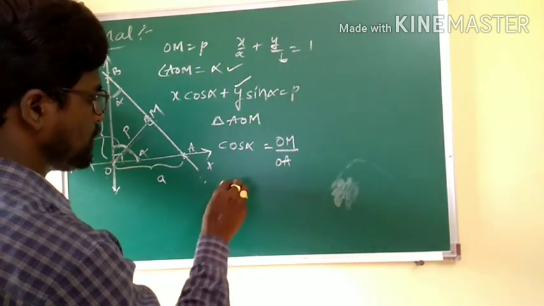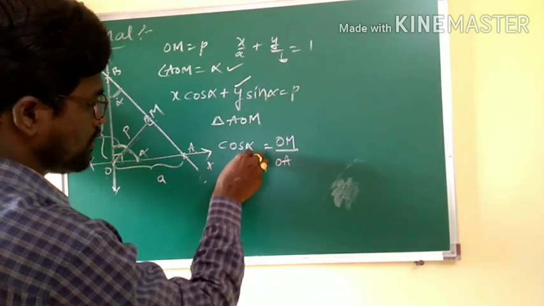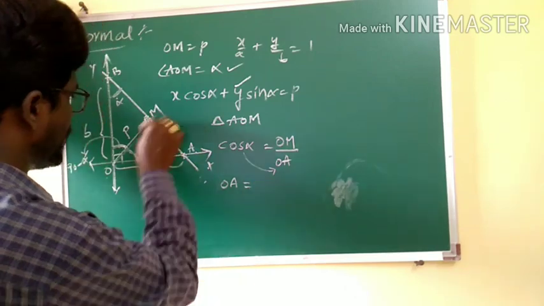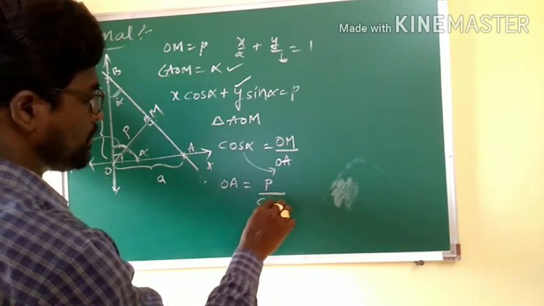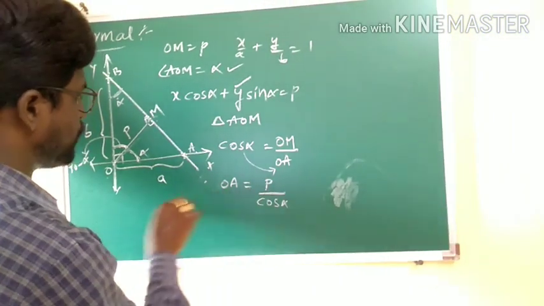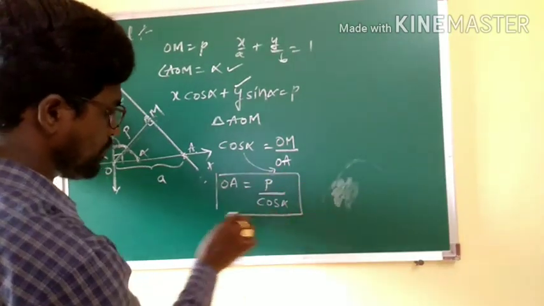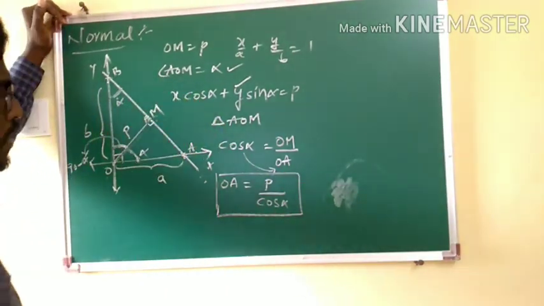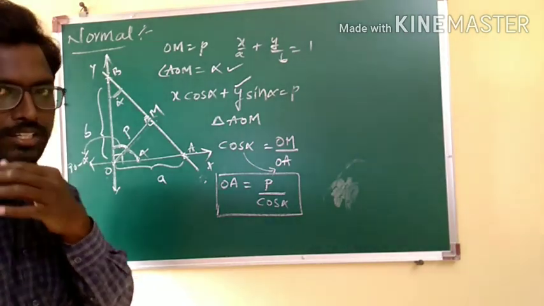What is our subject? OA is our subject. Transposing cos alpha to the other side. What is OM? P. P by cos alpha. Therefore, I have got OA is equal to P by cos alpha. That means one intercept length I have got.